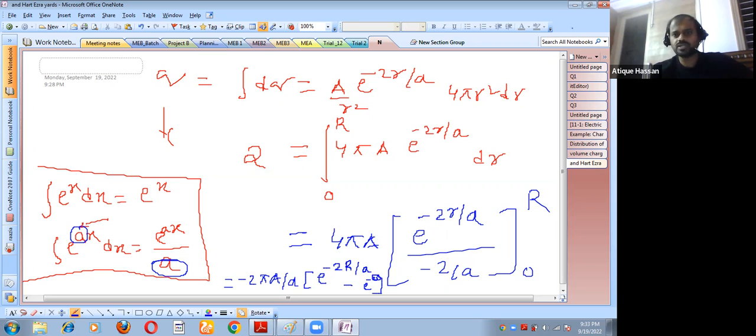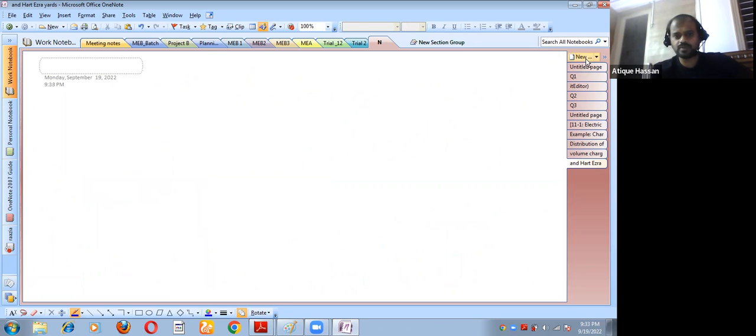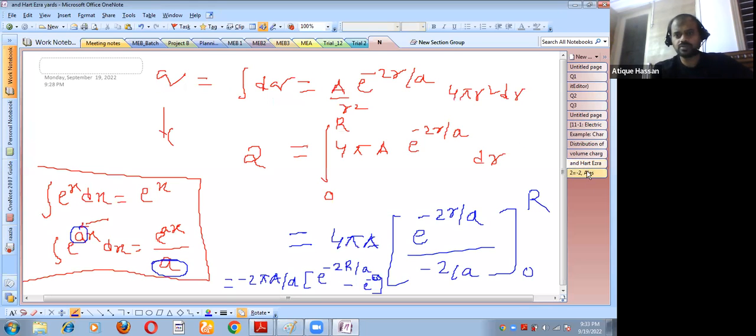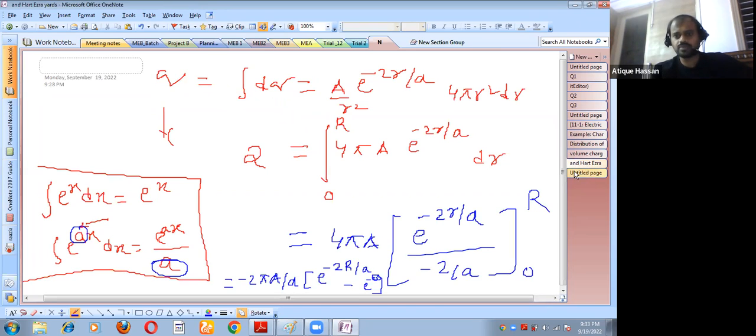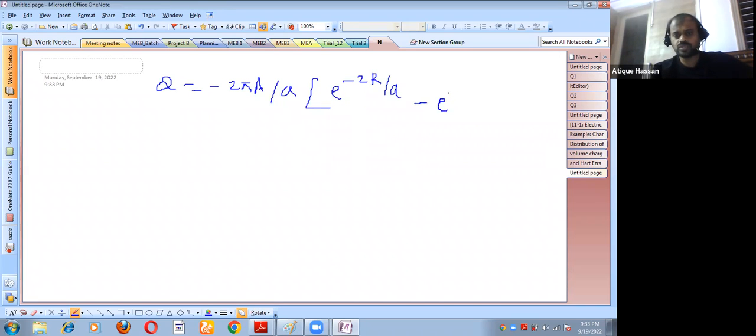So we will get q as minus 2π A by a, and in the bracket we got e to the power minus 2R by a, and e to the power minus 0. What is the value of e to the power minus 0?